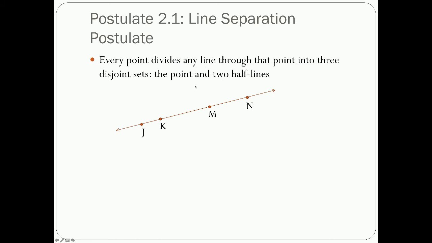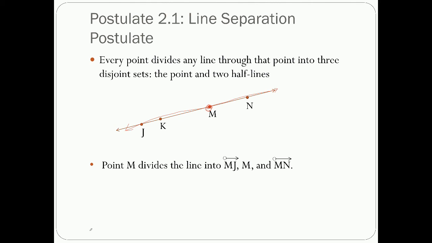So here we have a line. A demonstration or an example of this would be point M divides this line into 3 disjoint sets. The point itself, so point M, and then the 2 half lines, the one that goes this direction, so half line MJ, and then the other half line that goes this direction. So those are 3 disjoint sets, and if you take the union of those 3 disjoint sets, it gives us the whole line. And so that is the line separation postulate.